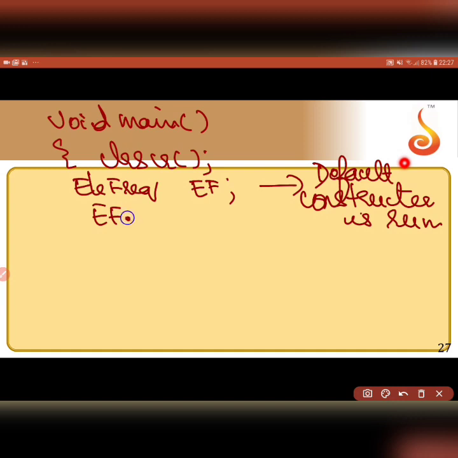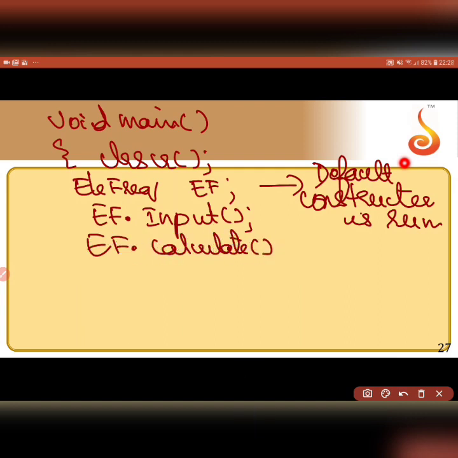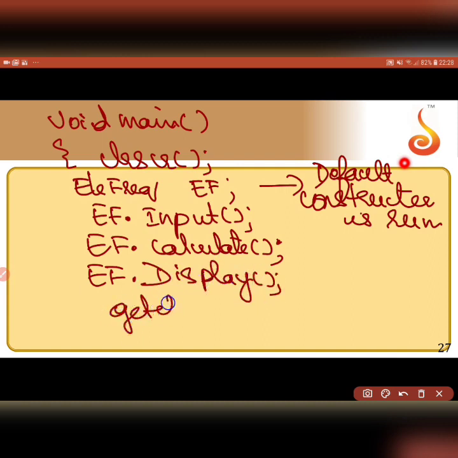So EF, using the dot operator, I will call the function. Then after that EF dot calculate, then EF dot display, then getch, end of my main. So this completes my program. Hopefully you have understood that. Any doubts you can let me know.